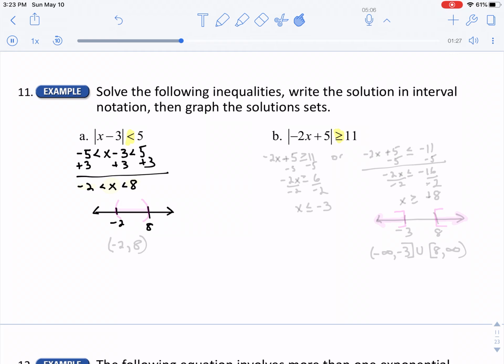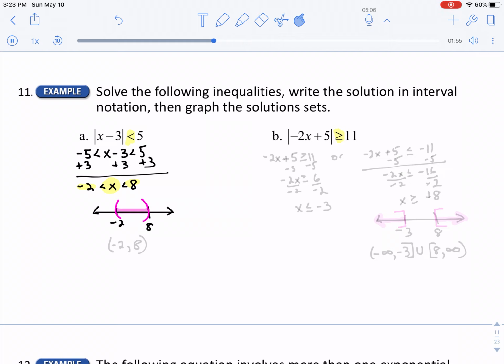So for our answer, we're going to put parentheses on the negative 2 and the 8. Since the x is sitting in between, what do I mean sitting in between? Look, negative 2's here, 8's here, the x is sitting in between them. Then you shade in between. So we need parentheses on the negative 2 and parentheses on the 8. And we shade in between the negative 2 and the 8, and there's the graphical solution.